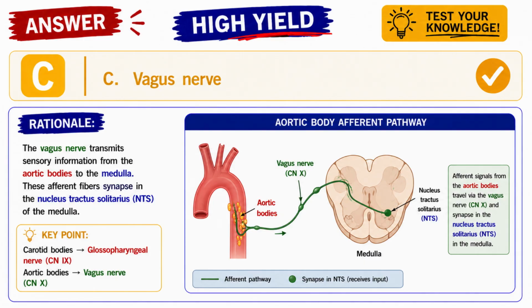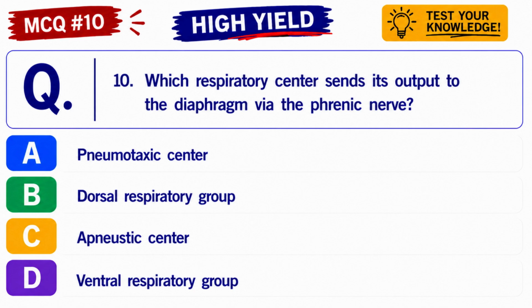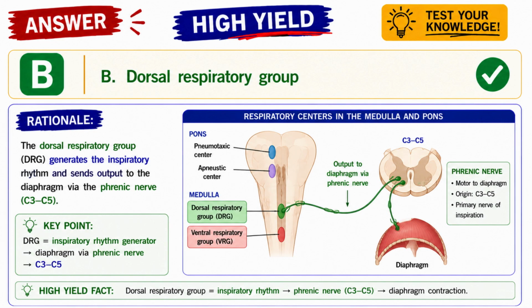Aortic bodies, vagus nerve, CN10. Different from carotid bodies and CN9. Board distinction. Memorize both. Question 10. Which respiratory center sends its output to the diaphragm via the phrenic nerve? A. Pneumotaxic center. B. Dorsal respiratory group. C. Apneustic center. D. Ventral respiratory group. The answer is B. Dorsal respiratory group.